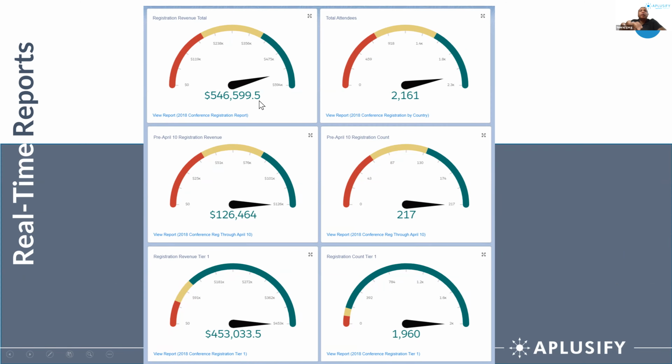So the revenue report, registration revenue pre-April 10. So pre-event revenue, then post-event revenue. That also you can have your revenue tier-wise. You can have that. How many sprints registered for your event pre-April, and then depending on different tiers.